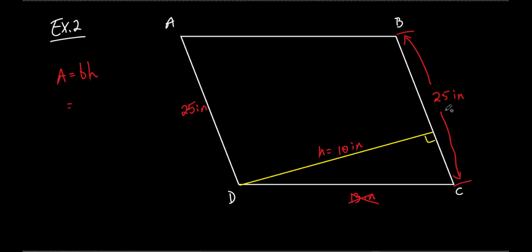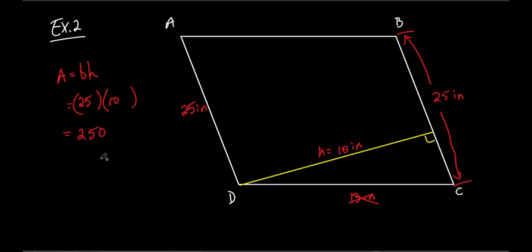So now it's easy to do. You just have to understand which one is the base and which one is the height. Can somebody get that? All right, so what are we going to call the base? It really doesn't make any difference which one you call the base and the height. Give me a number. 25, okay. And what's the height? It's 10. So we multiply them together, we get 250.